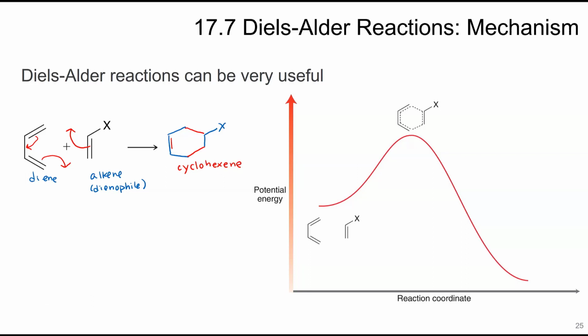If we look at the potential energy of how this works, these two groups by themselves have this level of energy. It has to overcome a great amount of energy in order to form this pericyclic reaction. And then there is the product down below. So we very quickly made a cyclic system from butadiene and an ethene. And Diels and Alder won the 1950 Nobel Prize for this reaction.